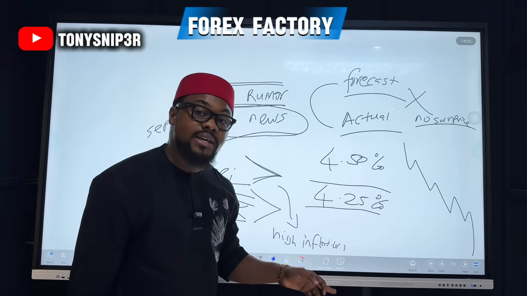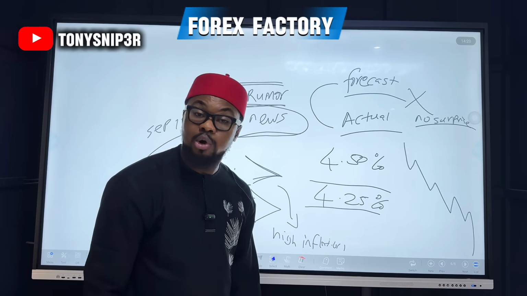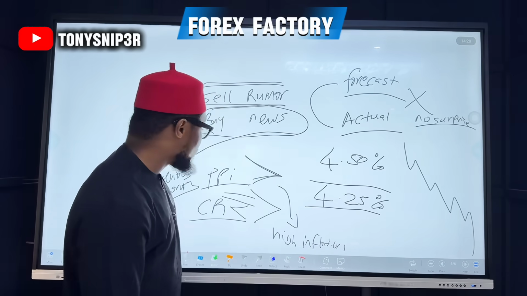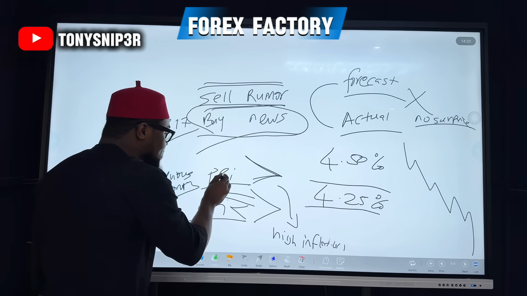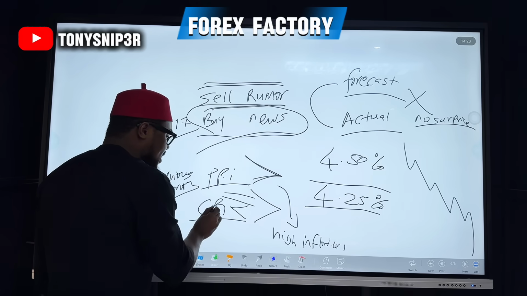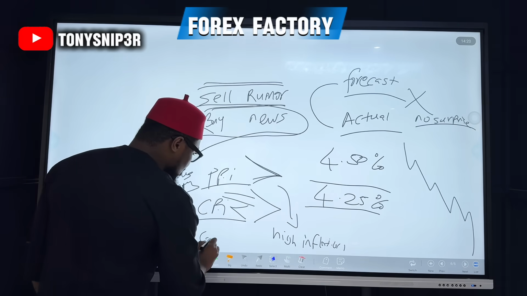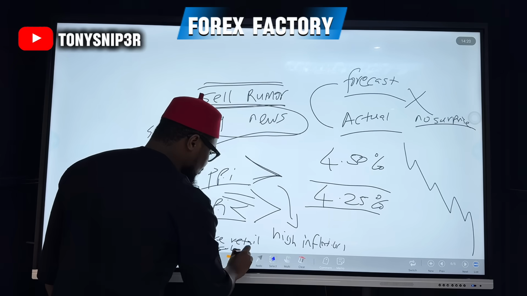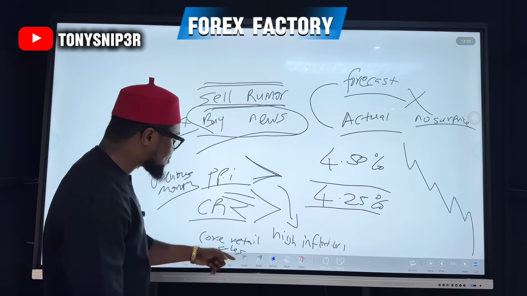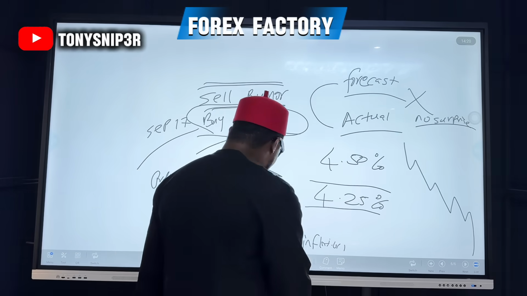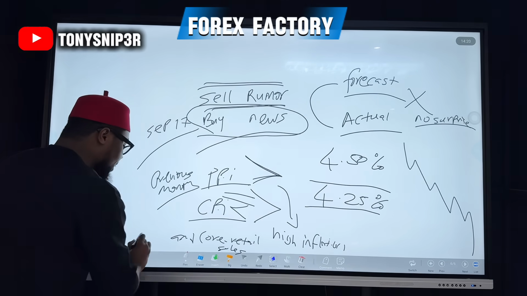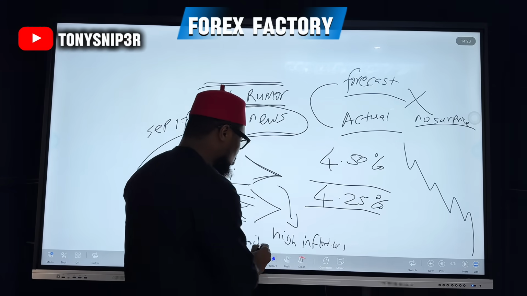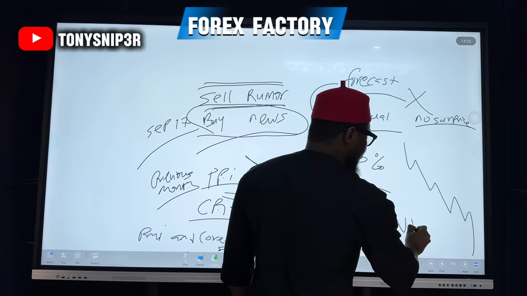Whenever inflation is high, it is not good for the economy. Always remember, if inflation is high, it is not good for the economy. And now, you need this PPI and CPI in order to determine what? Your core retail sale. And you need this core retail sale and PMI. You need PMI and core retail sale to determine what? NFP.